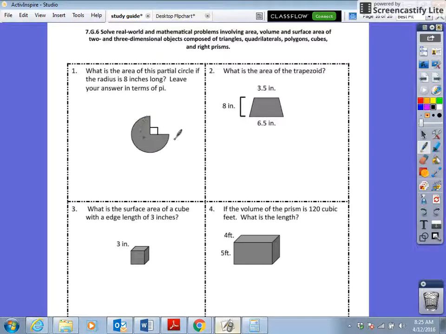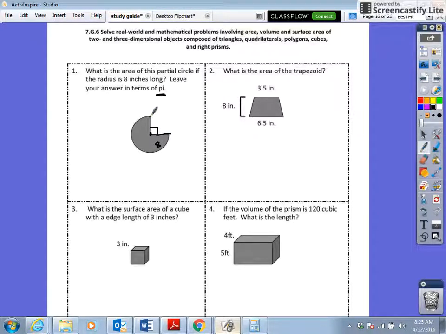This is most of a circle. So this says, what is the area of the partial circle if the radius is 8 inches long? Leave your answer in terms of pi, meaning you're not going to have to multiply times 3.14. Okay. So right here, from here to here, is 8. That is our radius.